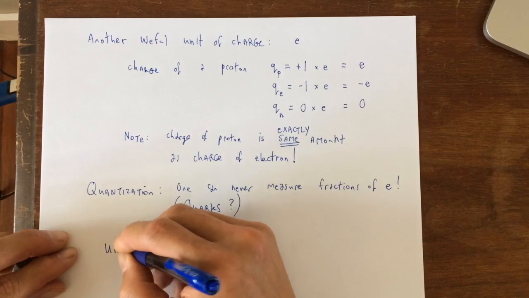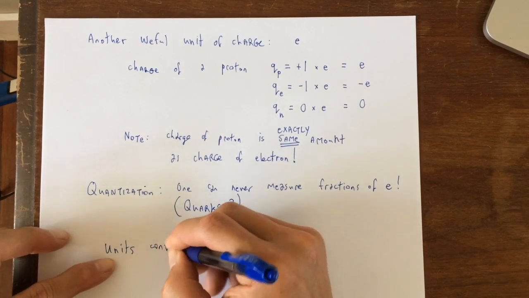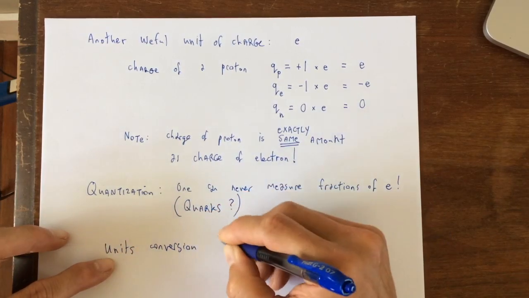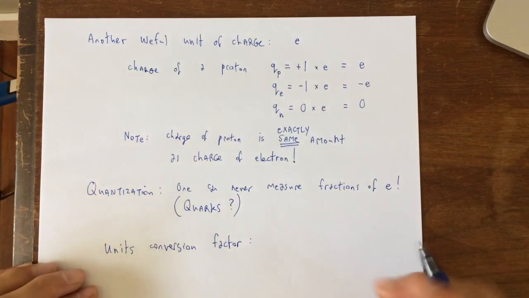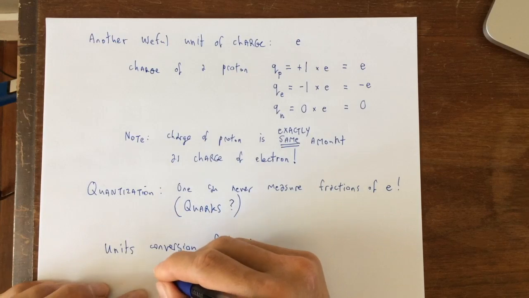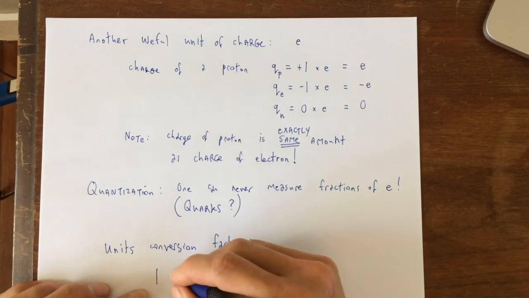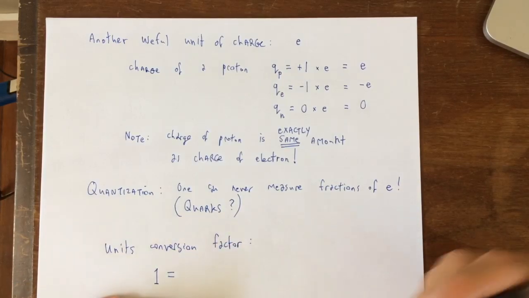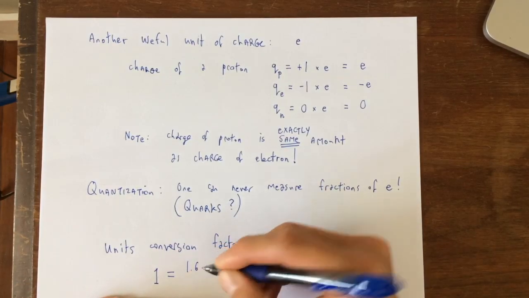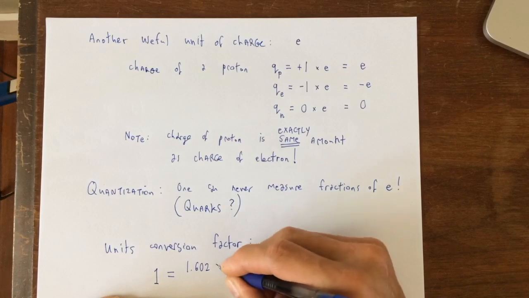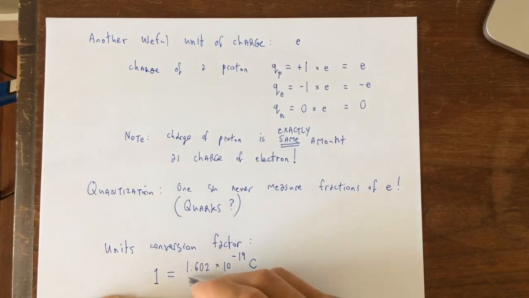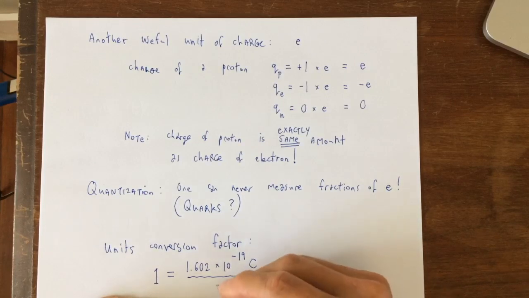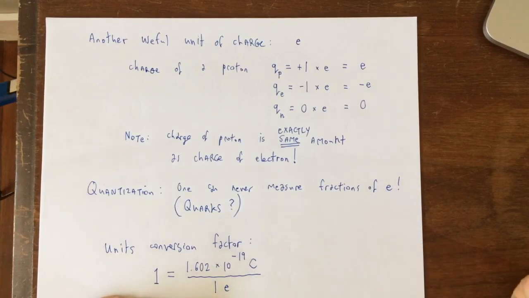There is a units conversion factor, and it looks like this. So conversion factors are always equal to 1. So 1 is equal to, so let me make it look very much like a 1. So it's 1.602 times 10 to the minus 19 coulombs is the same amount of charge as 1 E.